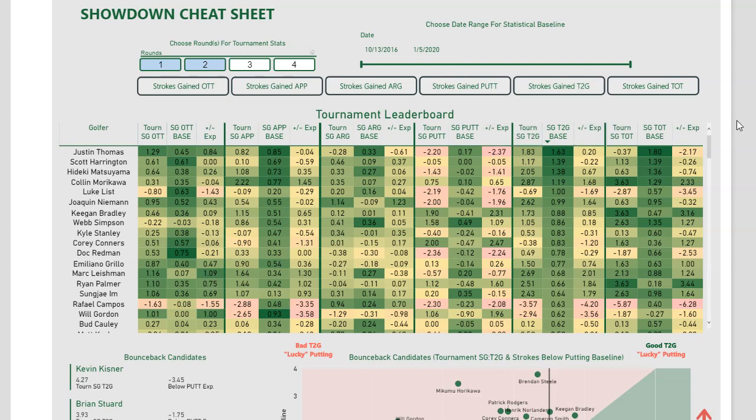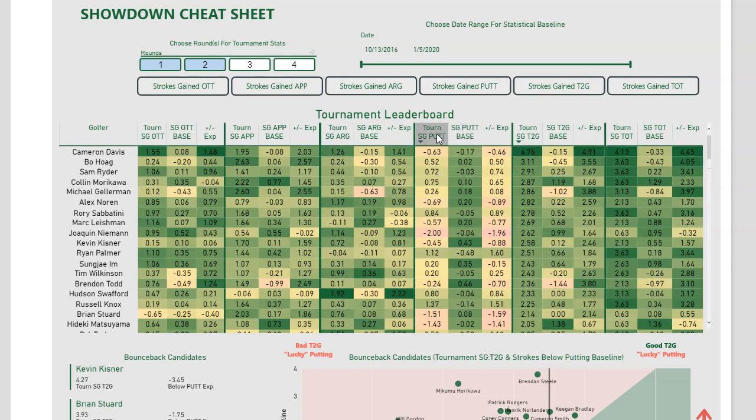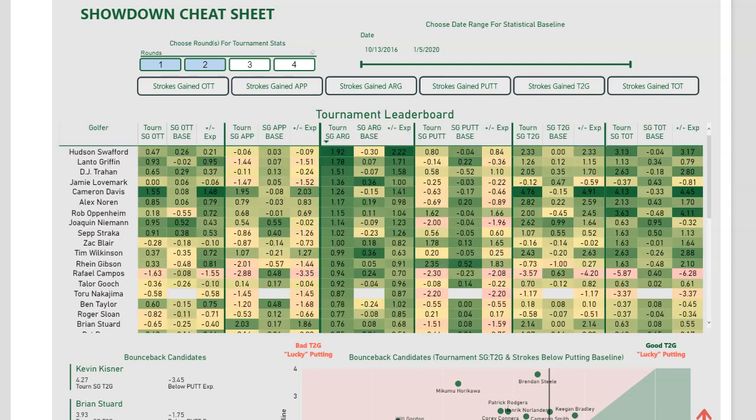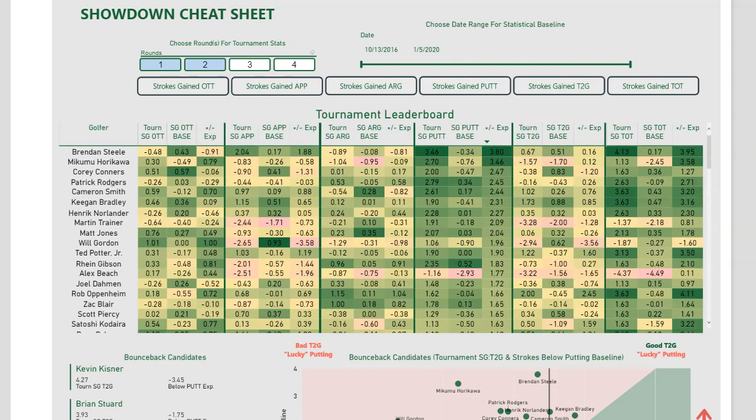If you want to sort by just the guys who are playing well in this tournament around the green, there you go. Hudson Swafford, Lanto Griffin, DJ Trahan. Or if you just want to sort these by who is getting the luckiest at putting, well, there's Brendan Steele. He's about 3.8 shots on average, just over 2 rounds above his expectation. Corey Conners, well above his expectation. Those guys tend to come back down to earth.